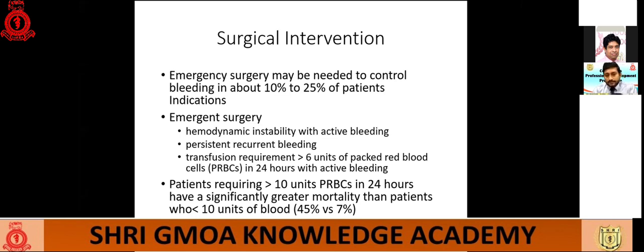Now, when we are taking a patient to emergency surgery, how are we going to decide who needs emergency surgery or who can wait? So there's a rough guide. If you need more than 6 units of blood per 24 hours, this patient is still bleeding, they need emergency surgery. If a patient needs more than 10 units of blood within 24 hours, they have a very poor outcome compared to a patient who needs less than 10 units of blood, and it is 45 versus 7%.